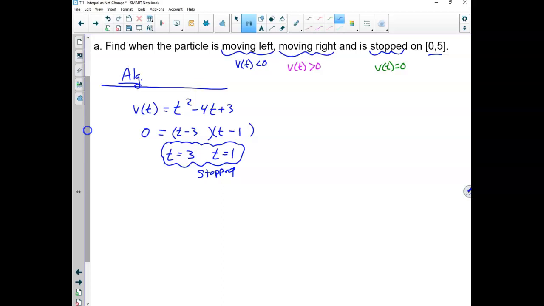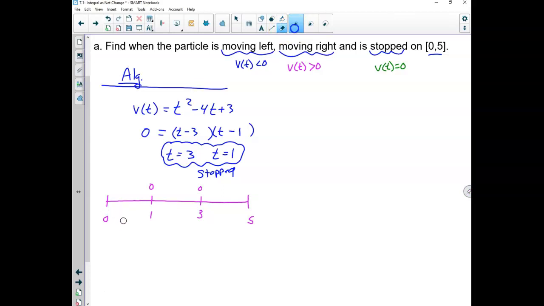How do we know if it's moving to the right or moving to the left? Think back to first semester, what did we do? We set up our number line test. We put our 1 here, because we knew velocity was 0. We put our 3 here because we knew our velocity was 0. We know the beginning of our interval started at 0 and ended at 5. And what we were looking for was, am I positive or negative in there? We're using our first derivative test here to see if it's positive or negative. It's been a while since we've done that, but all we're going to do is check if it's positive or negative.